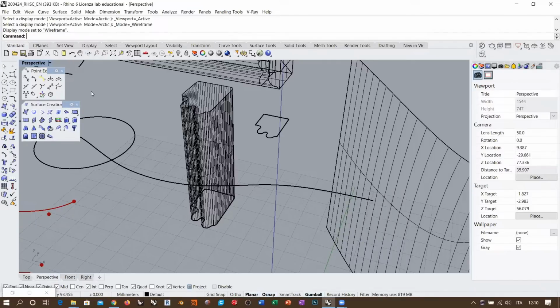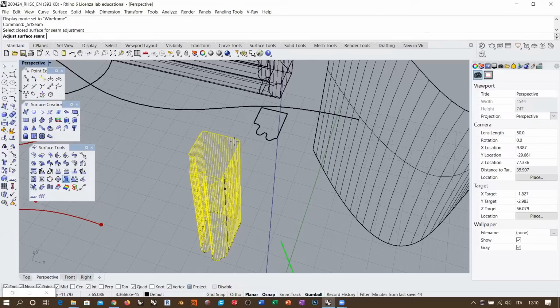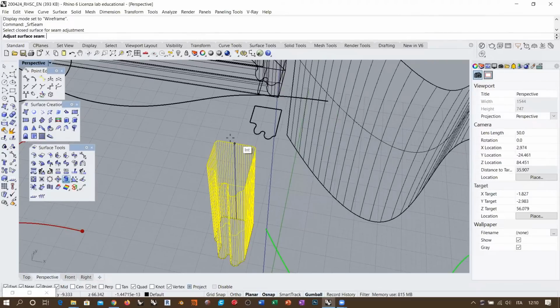Okay. So in this case, eventually, I will go into the surface tools and use the closed surface seam, which is basically this inner edge here, in order to bring it to an invisible part of your model.